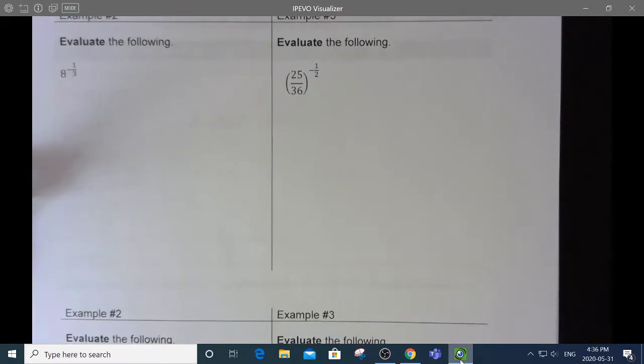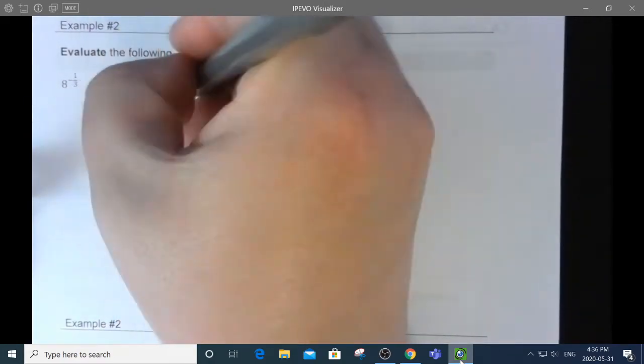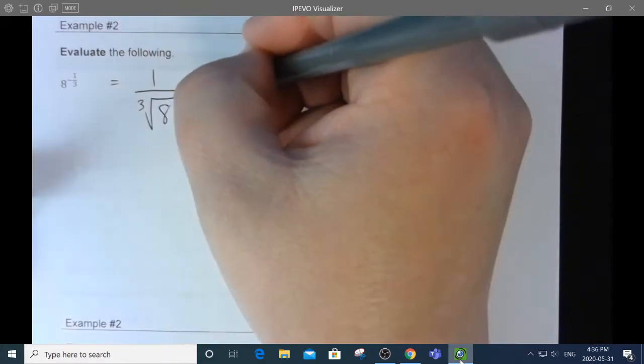Let's do some more examples. Suppose I had 8 to the negative 1/3. Ooh, do you remember from the last lesson what it means to be a power of a third? That's going to be 1 over the cube root of 8. And it says evaluate, so that is 1/2.